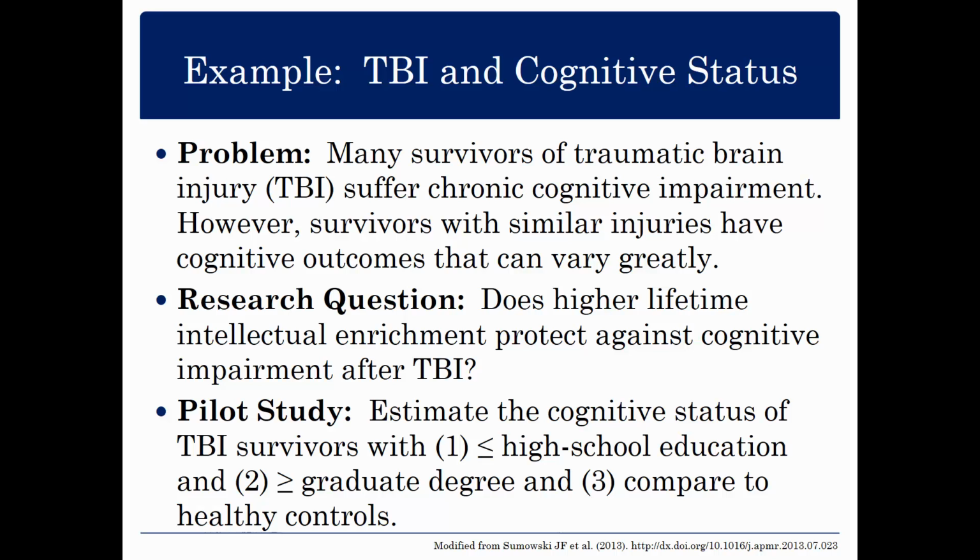Because that might allow them to design interventions to target a specific set of TBI sufferers. And so this individual and colleagues decided to look at higher lifetime intellectual enrichment, which basically means people who use their brains, and they're using level of education as a surrogate for that. Does that maybe offer some protection after TBI? So they did a pilot study to estimate cognitive status. They have a score for individuals with varying levels of education prior to their traumatic brain injury, and they also compared them to healthy controls.